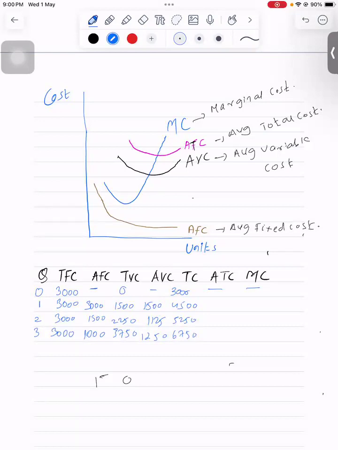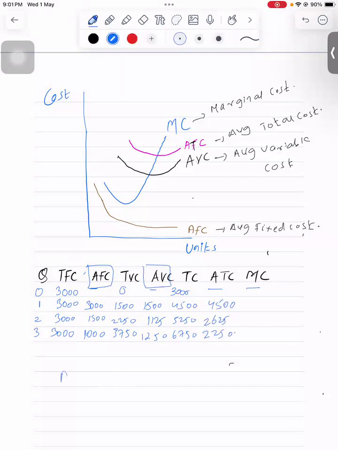Now, can you calculate average total cost? Okay, one way you can calculate average total cost, you can sum up these two, average fixed cost and average variable cost. If you sum up these two, you will get average total cost. Right, so average total cost at first unit will be 4500. At second unit, it will be 2625. And at third unit, it will be 2250. Correct.